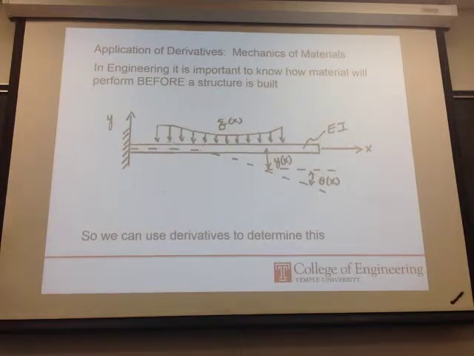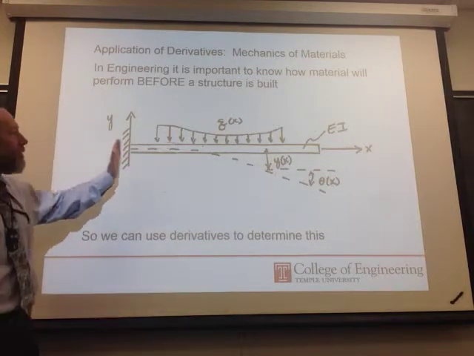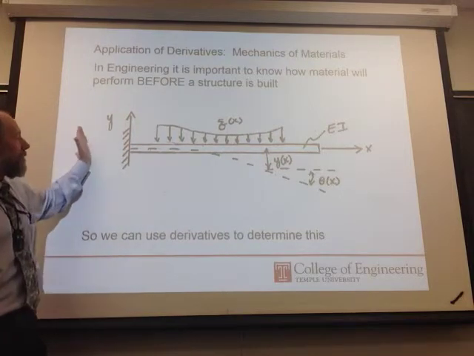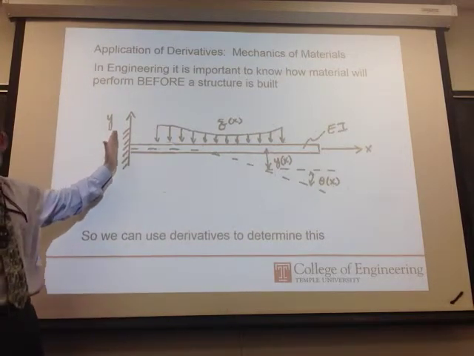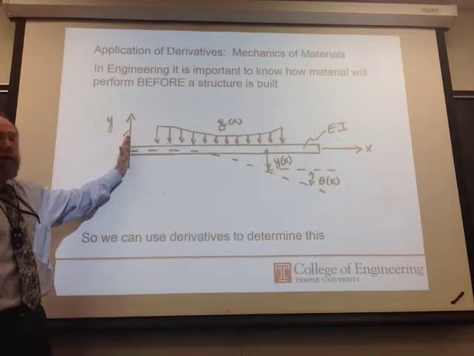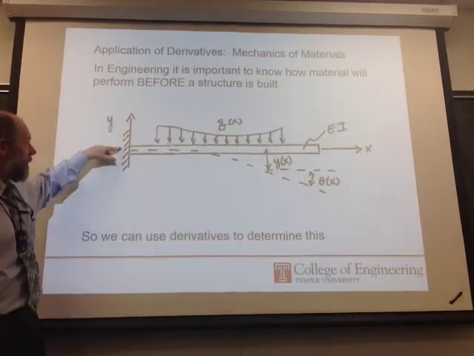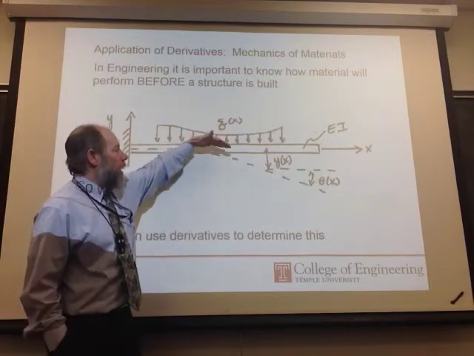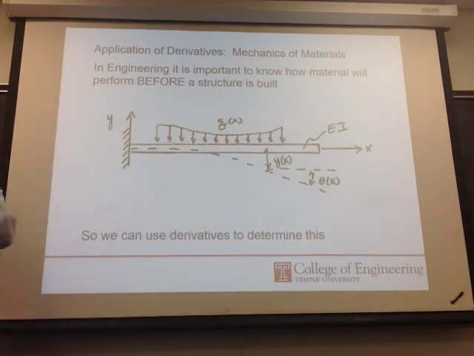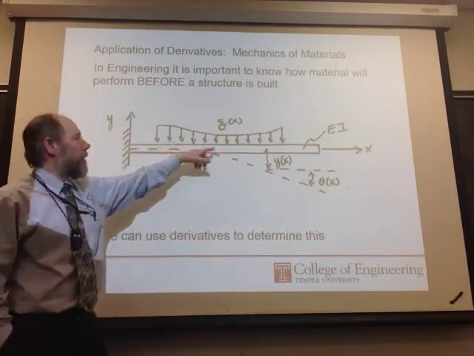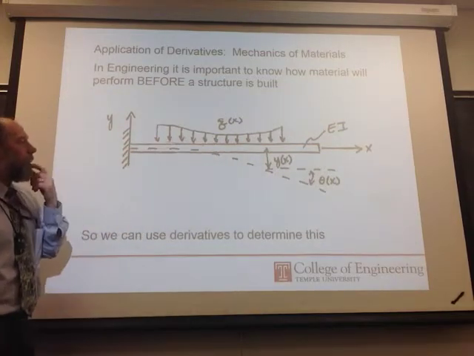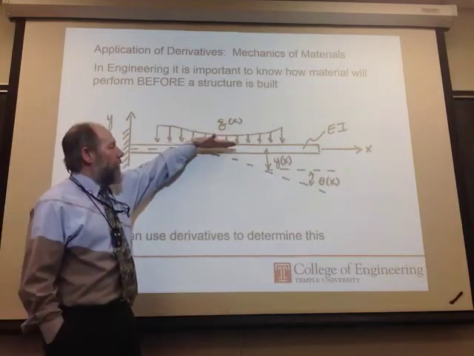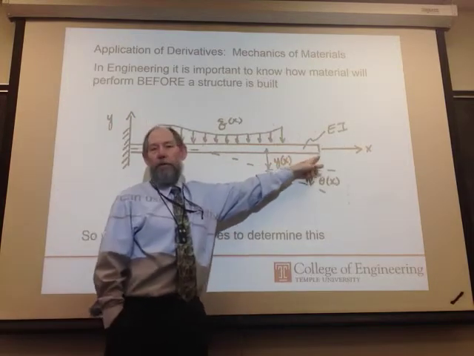All right, so in this case, this shows a beam sticking out of the side of a building, or it's somehow pinned here, and that's what these hash marks look like. And you can put a load on this, and a load can be a point load, or it can be a distributed load, which is what we have here. And when you put that load on the beam, it's going to bend because there's nothing supporting this end.